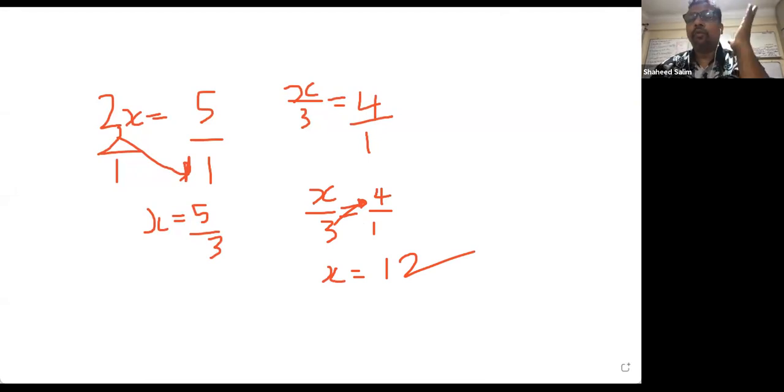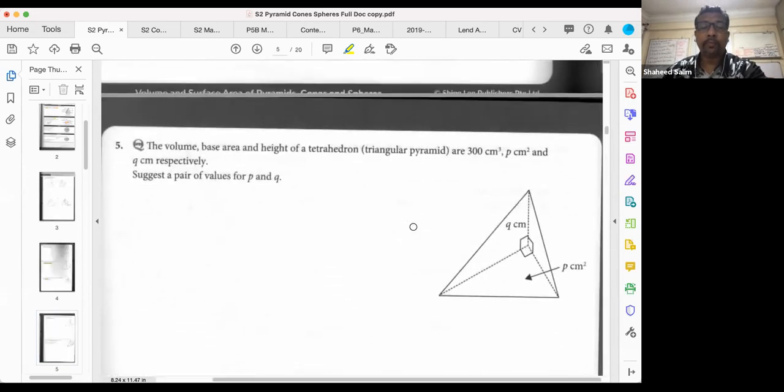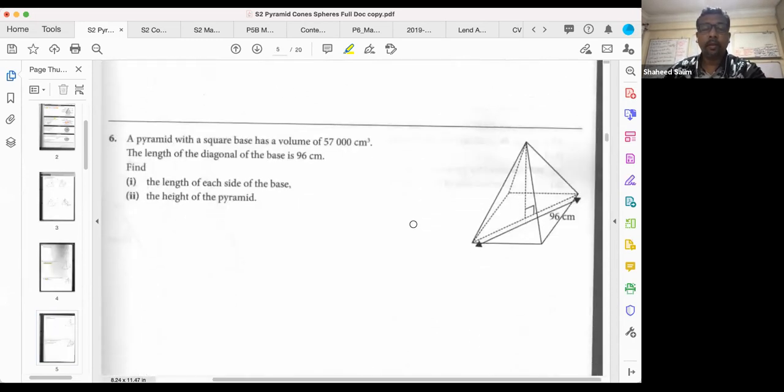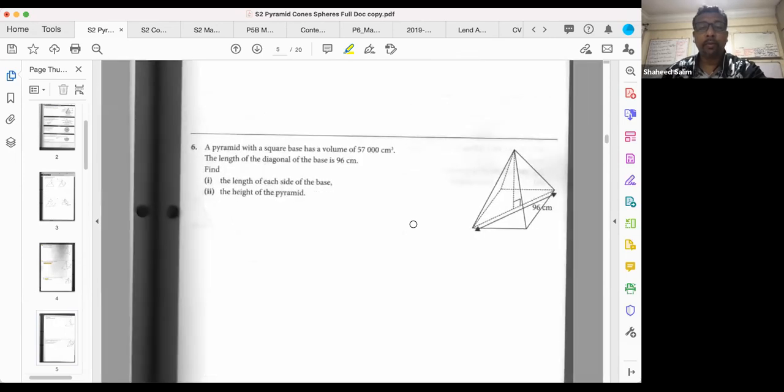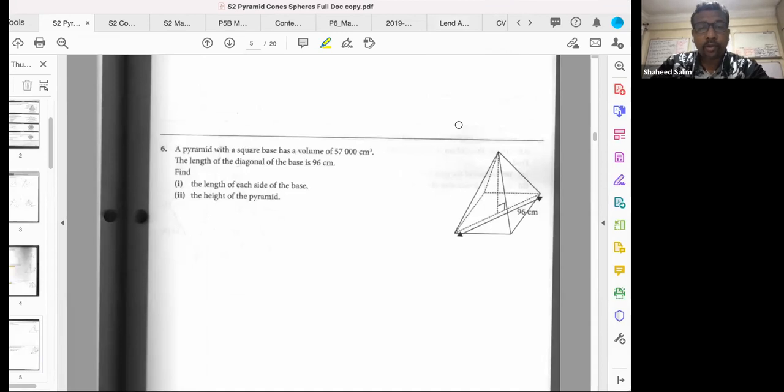Okay, but for now, that's one short part. We go back to pyramids now, because with pyramids you have to manipulate the algebraic functions. So, okay, we try the next one. Hold on. You try this one. Pyramid of a square base.